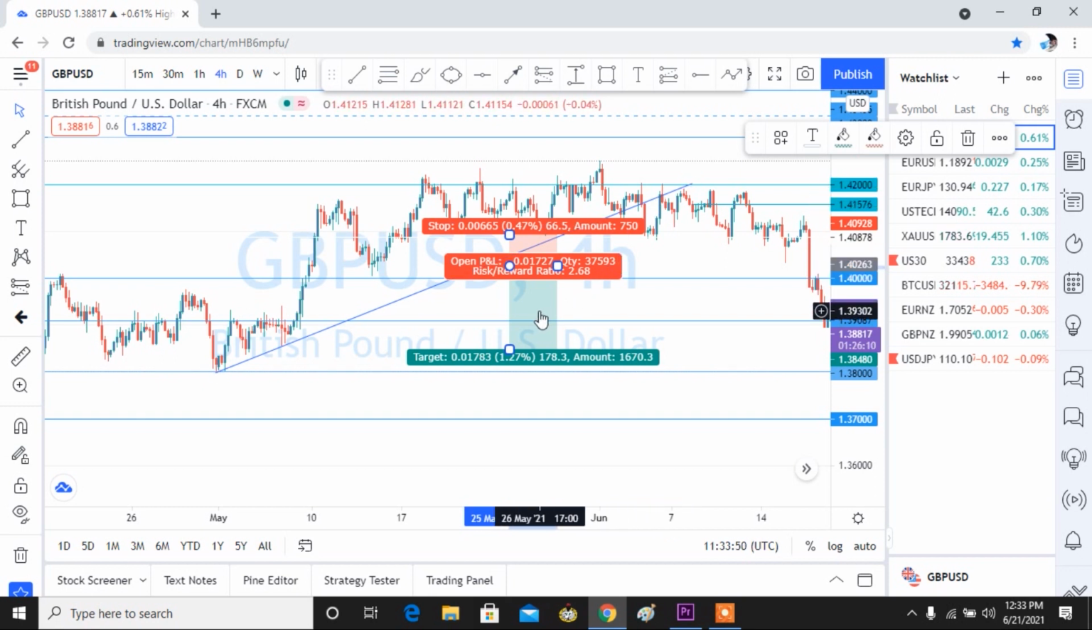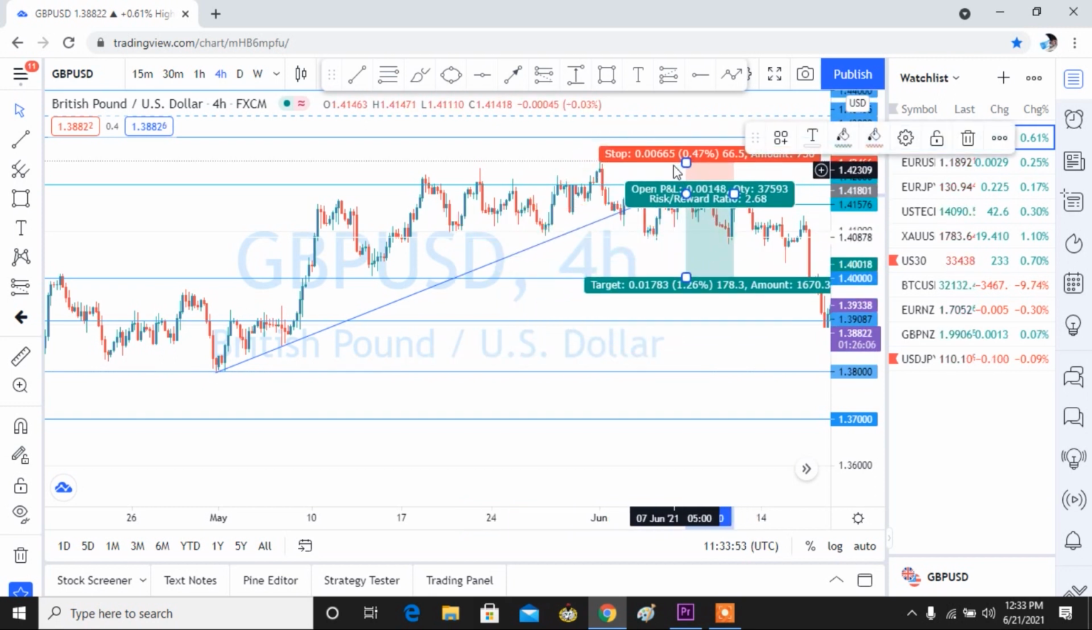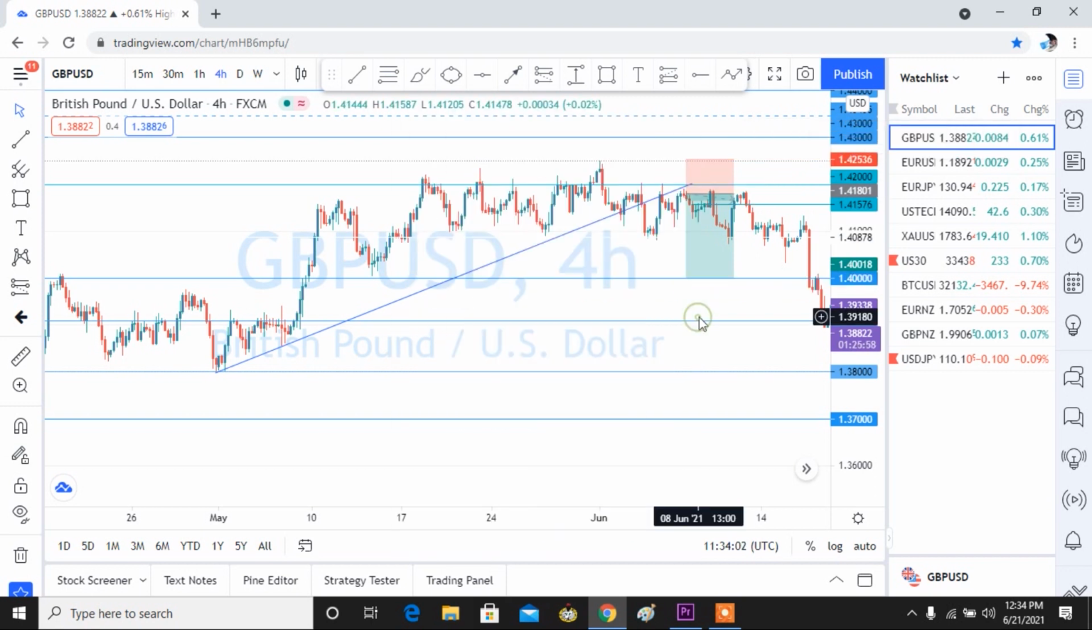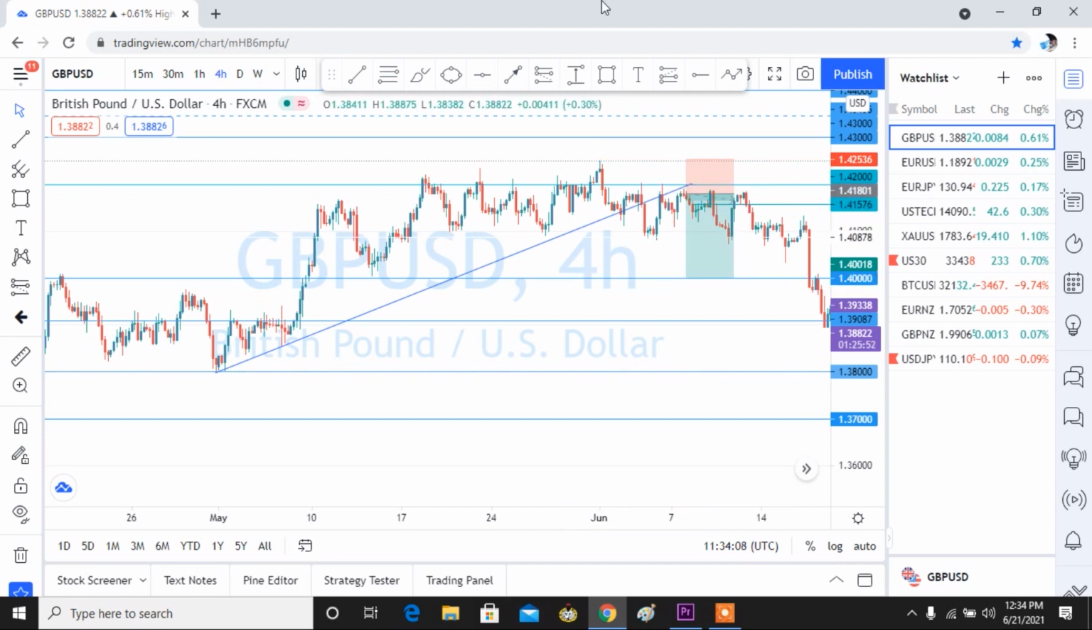So we enter for a sell, and place our stop loss just above this wick here, and target here as our take profit. And what happened, guys? The market went down to our entry. So it's easy, guys. I don't want this video to be long, so this is just a short video on how to trade a trend line.